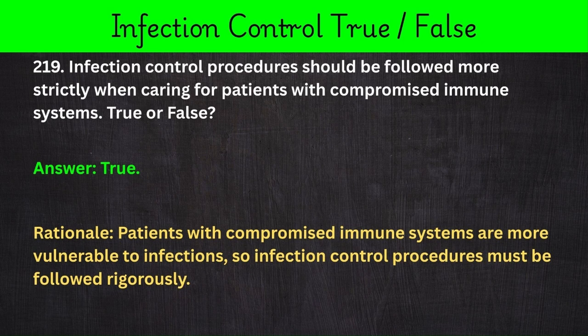219. Infection control procedures should be followed more strictly when caring for patients with compromised immune systems. True or false? Answer: true. Rationale: patients with compromised immune systems are more vulnerable to infections, so infection control procedures must be followed rigorously.